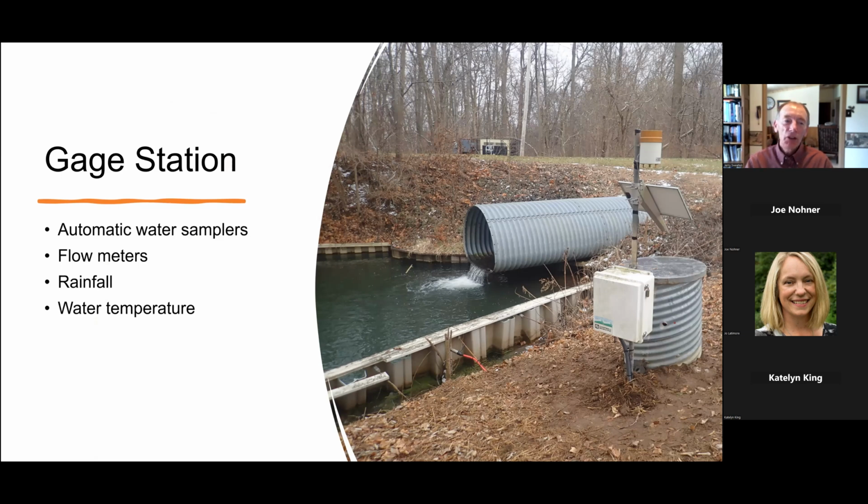And each one of these gauge stations housed an automatic water sampler and a flow meter or a data logger to calculate the volume of water. And there are two things you must have to understand loads. One is you must know the concentration of the constituent or the parameter, and you have to know the volume of water that measurement was taken in. And so we also measured rainfall, and we looked at water temperature, and you can see the example of this gauge station on the right-hand side of this particular picture.